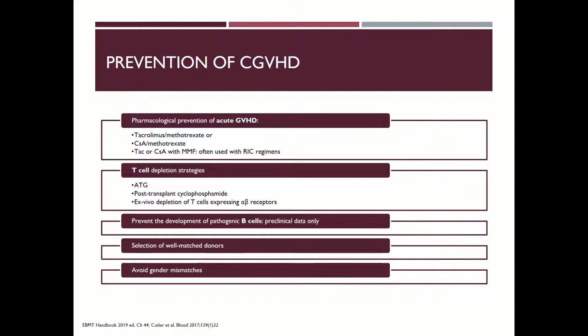Another important prevention strategy is the use of T-cell depletion. This can be done in vivo with ATG or post-transplant using post-transplant cyclophosphamide. It can also be done ex vivo by depletion of T cells expressing alpha-beta receptors. Since B cells are involved in the pathophysiology of chronic graft-versus-host disease, intuitively it makes sense to devise preventive strategies that prevent the development of pathogenic B cells, but at present there's only preclinical data. It also makes sense to, when at all possible, select well-matched donors, so avoid HLA mismatches and avoid gender mismatches, in particular female donors to male recipients.